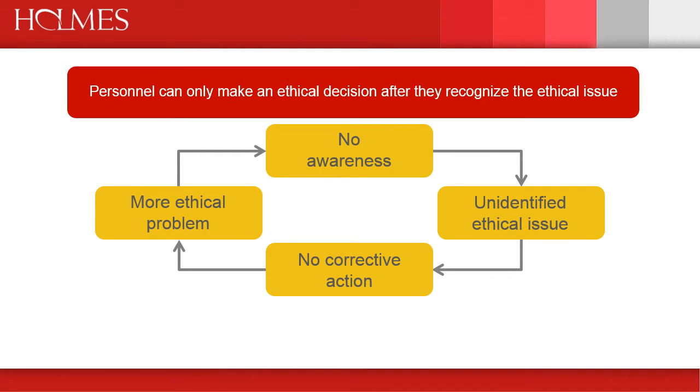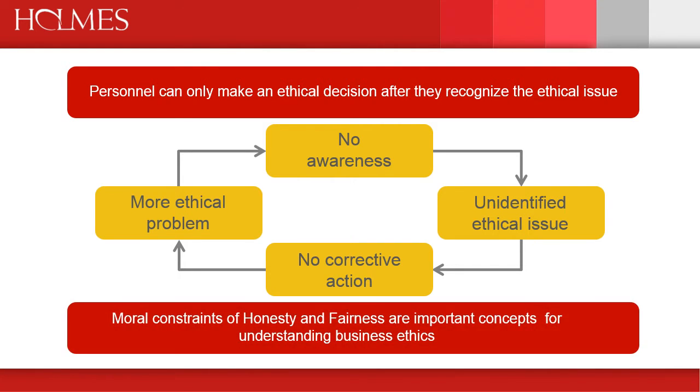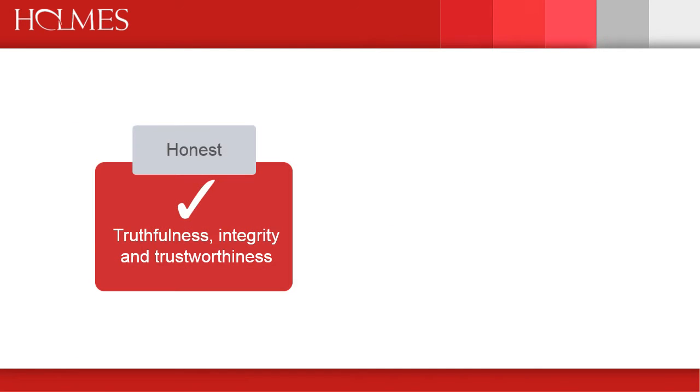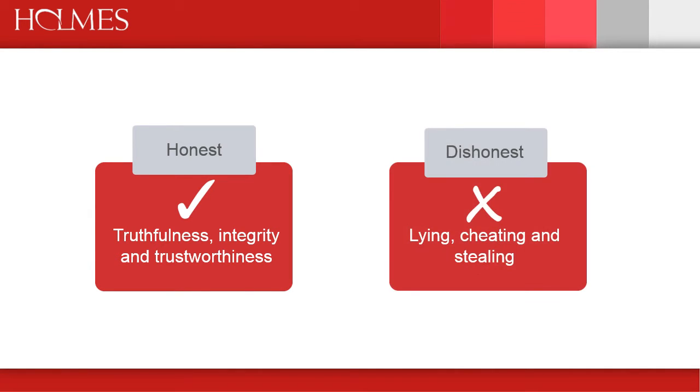Personnel can only make an ethical decision after they recognise the ethical issue. As we have seen, ethical issues are defined by stakeholder values. Honesty and fairness are moral constants that can be considered as a yardstick for stakeholder values. It's important that business personnel understand these concepts. Honesty relates to the virtues of truthfulness, trustworthiness, and integrity. Lying, cheating, and stealing are all considered as dishonest and unethical conduct. For instance, people may lie to achieve their performance objectives under individual or organisational pressures.